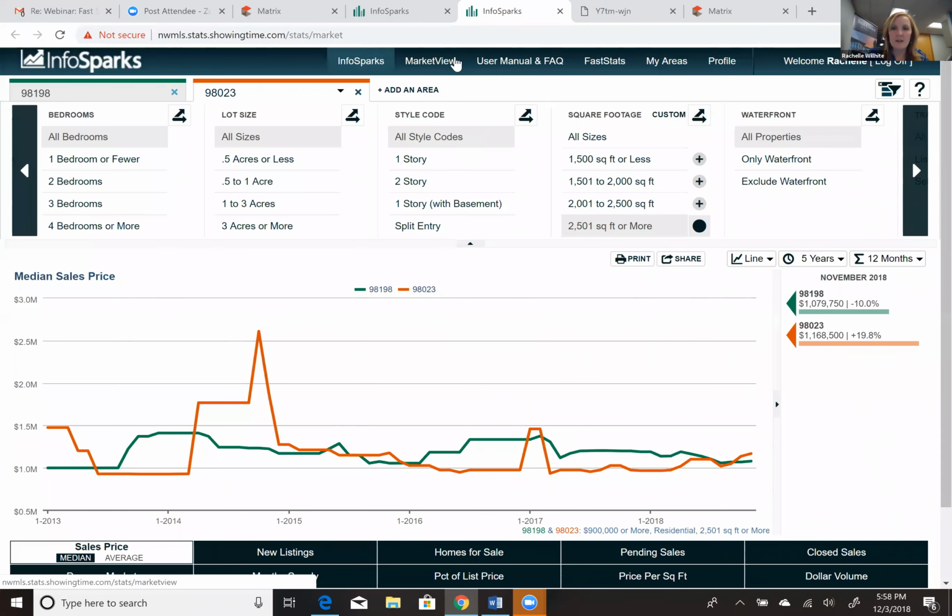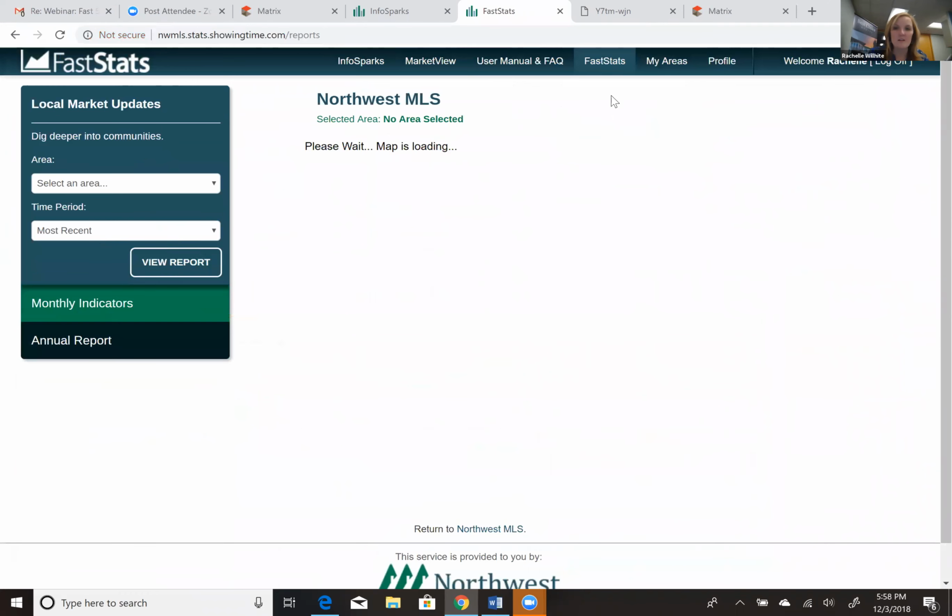There also is another section where it's markets. Oh, it's FastStats right here. This little, it says FastStats. This is a nice little report that you can also do, or you can do it instead. But you can select an area right here.